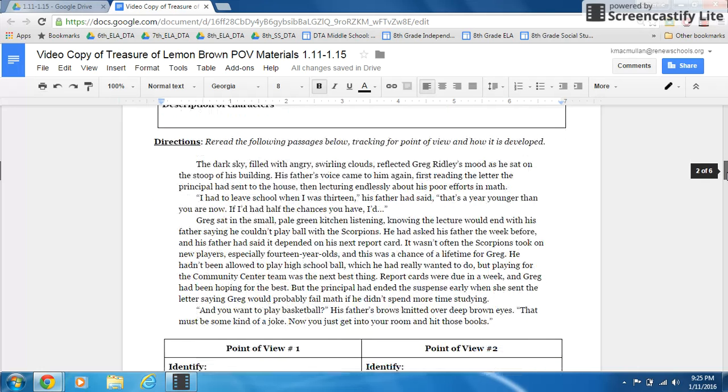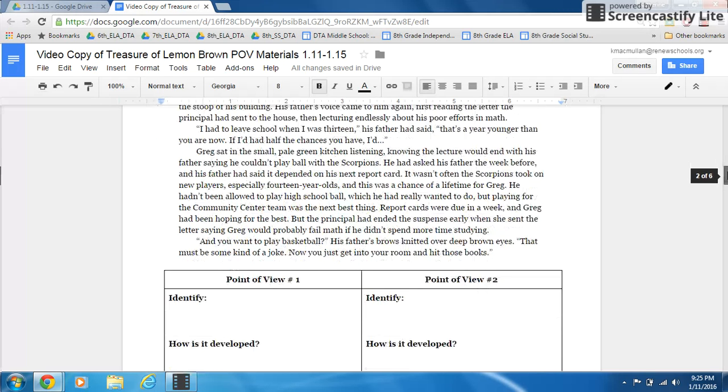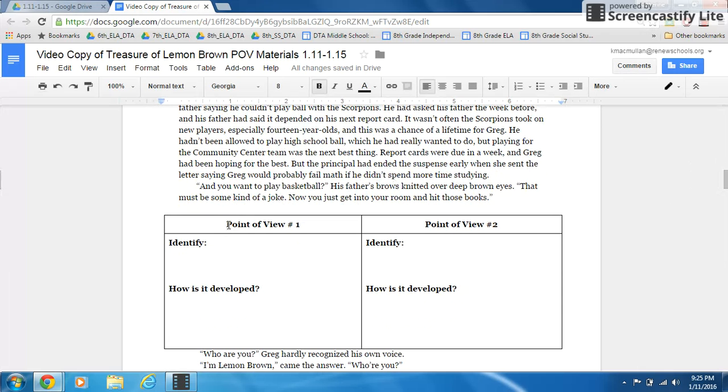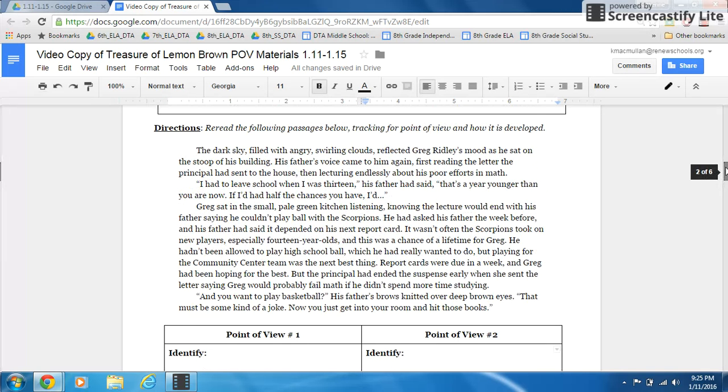So what we're going to be doing is reading just this small section of text, tracking for what is the point of view that we see, whose point of view do we see, and how is our author developing it. So be aware that we are looking for two different points of view today. We're going to identify each and analyze how the author is developing that for just this short section of text. So as I read, I'm going to annotate, but feel free to annotate on your own.